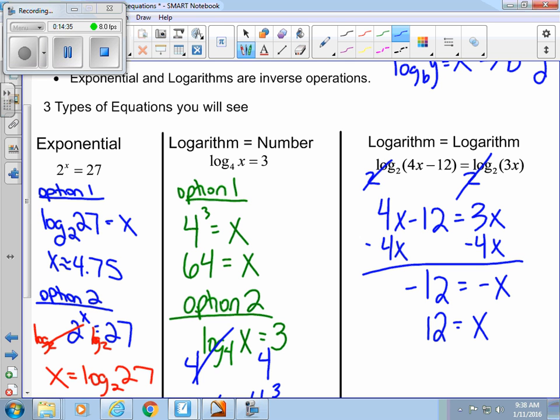If I plug in 12, do either one of those logarithms become negative or 0? No, we're good, no problem, but always check. Okay, so this is the lesson for today. We're going to do a couple more examples, but this is the gist.